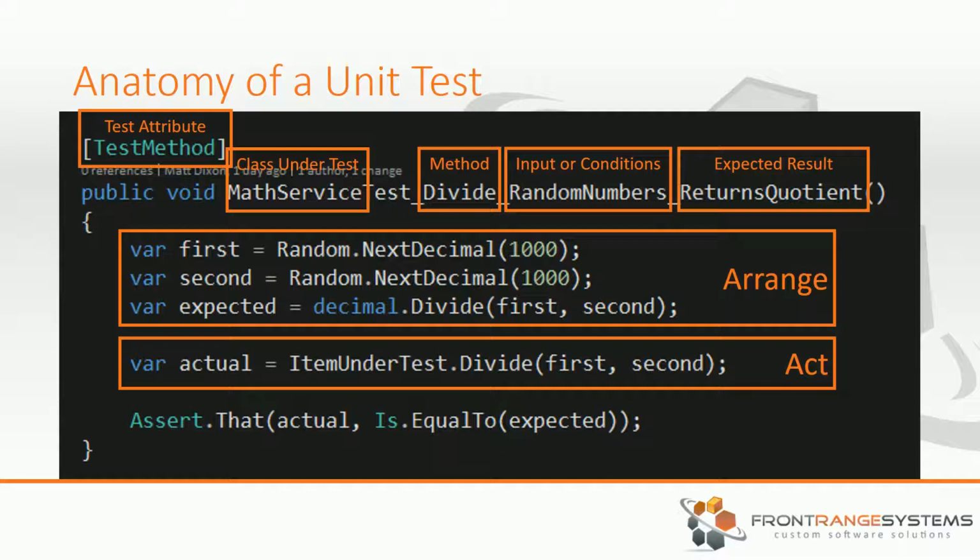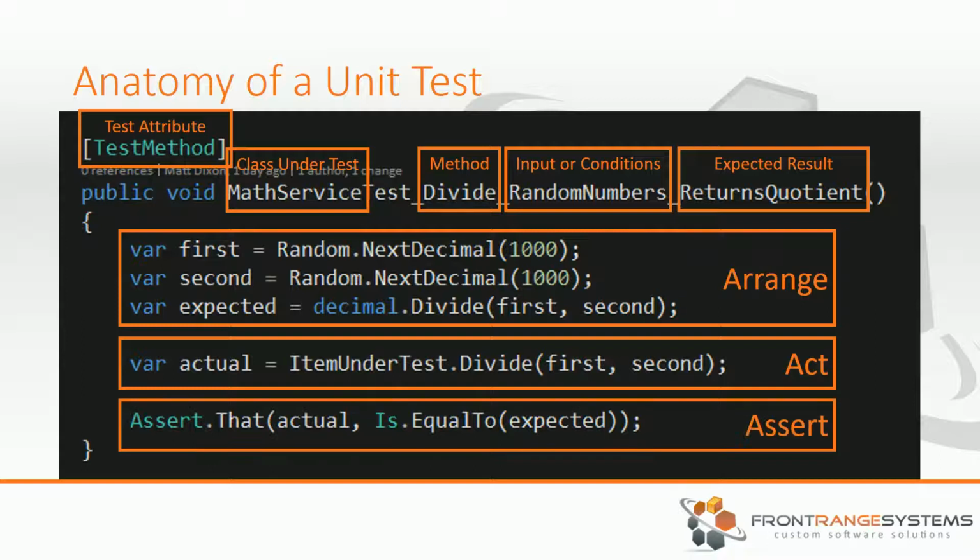We'll take a look at that in just a second. And I can tell you right now that's a math service, and it returns a decimal, and that is going to be stored in the actual variable. Then the last part is assert. So we're going to assert that the actual is equal to the expected, and that's what we have in that last line. We're using the NUnit assertions, which provides a little bit more functionality and value, in my opinion. It's a lot more flexible, a lot more feature rich.